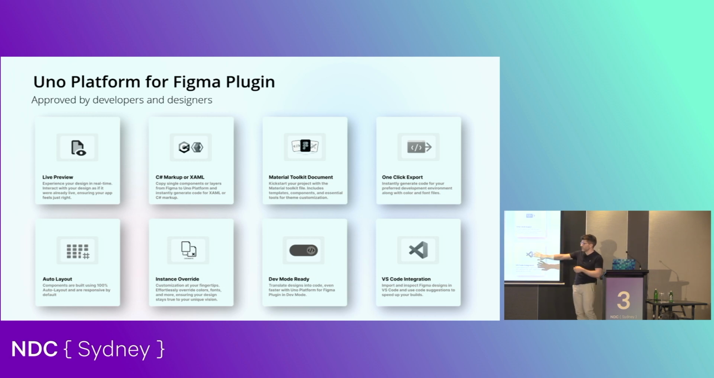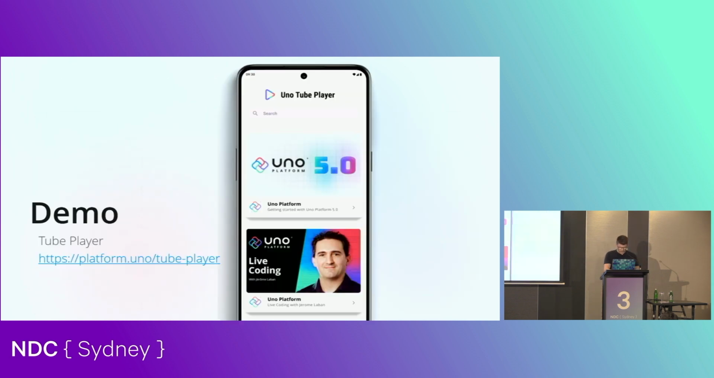It does make heavy use of auto layout. So if you're used to Figma and the auto layout capability there, what it will actually generate is that we have an auto layout component that exists in the Uno world. And so rather than using grids and stack panels, we actually use an auto layout. And that means that we have very close alignment with what we're expecting out of Figma. It is dev mode ready, so if you're using dev mode, the Figma plugin will appear in dev mode. If you're not using dev mode, it will just appear as a regular plugin. And then there is support for VS Code as well. Okay, I think we've talked enough. Let's just go and have a look at some demos.